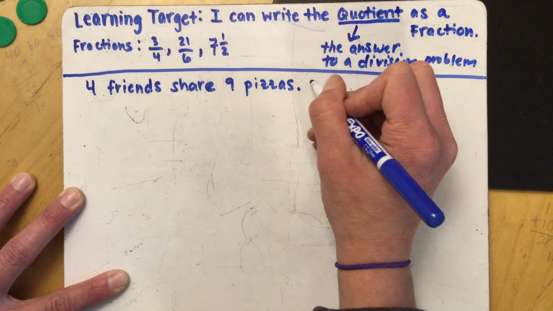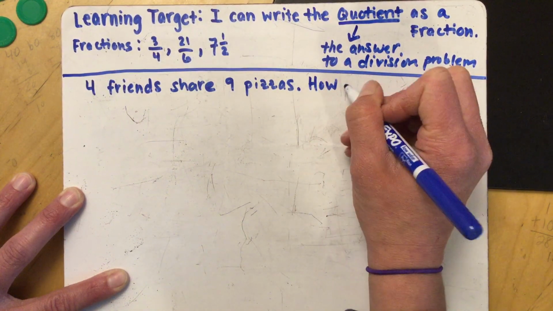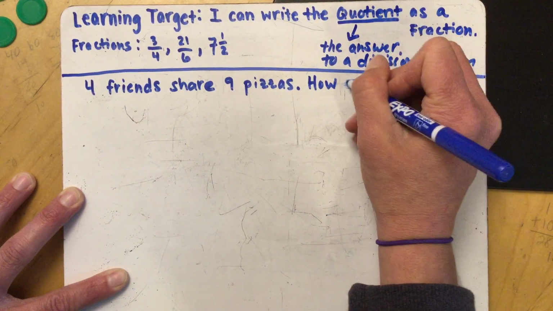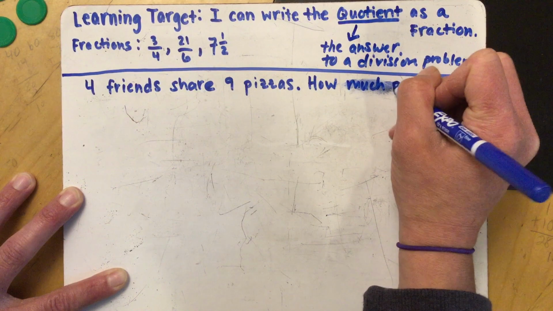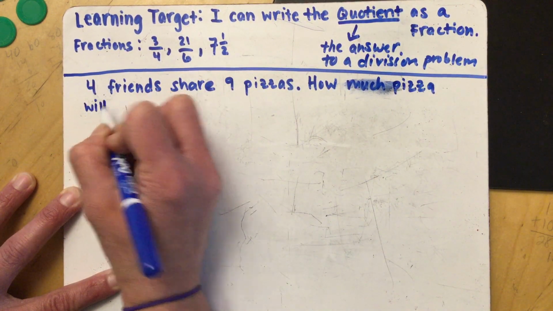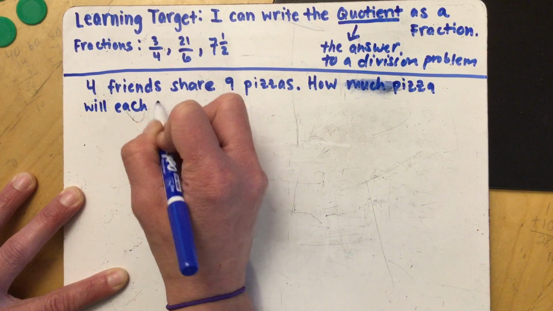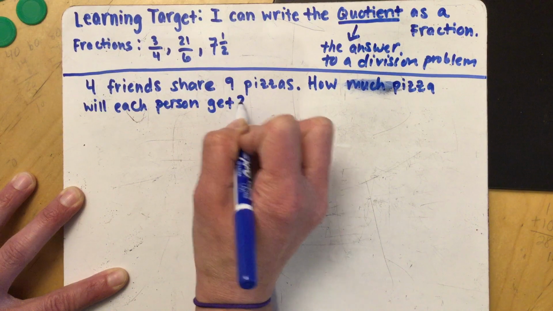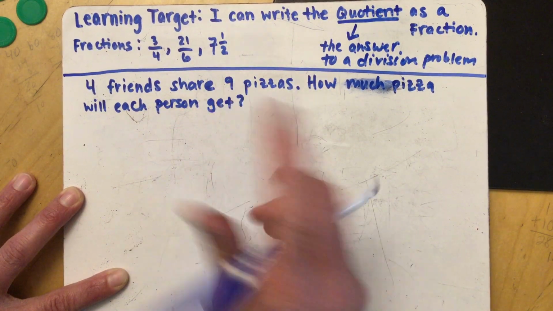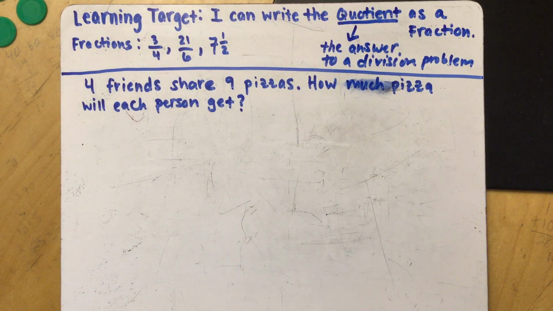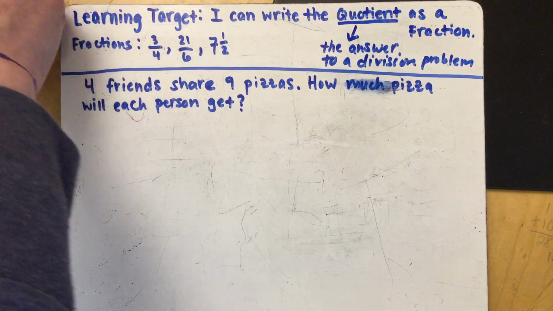So they're going to share 9 pizzas. They want to share it equally. So how much pizza will each person get? Now we know this is division because we have something that we're sharing between people equally. So one of the ways that we can do this is we can look at doing it with manipulatives to find our answer, or our quotient that we're going to write as a fraction.